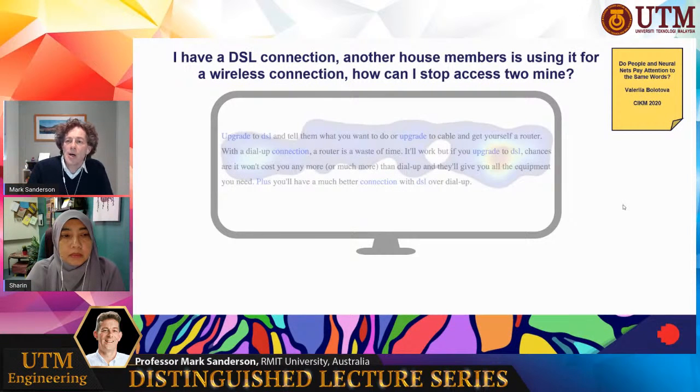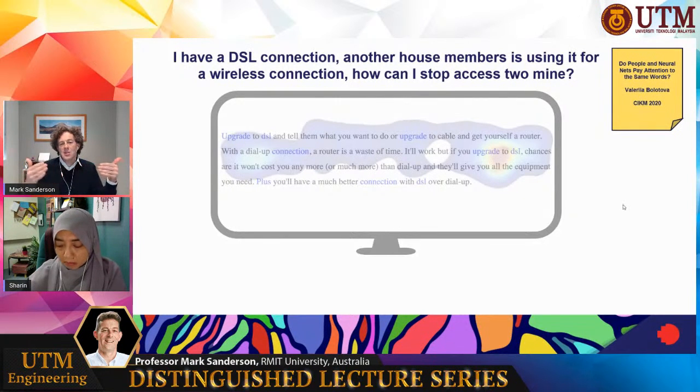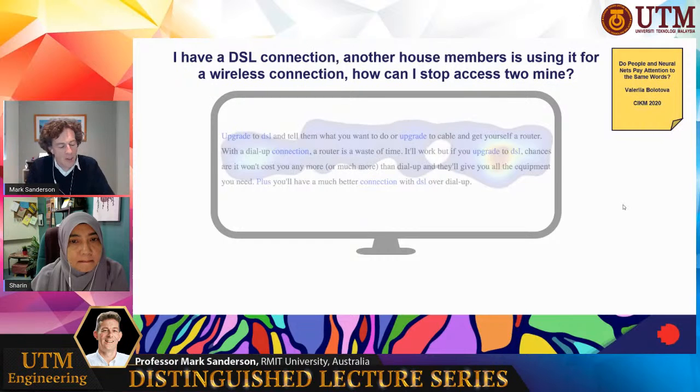So Valeria posed this really interesting question, and you see it in the name of the paper. Do people and neural networks pay attention to the same words? So she took a state-of-the-art neural network system and got it to say which were the interesting words in an answer. And then she looked at where people's eyeballs land on different answers and tried to see if there was a correlation between those two things.